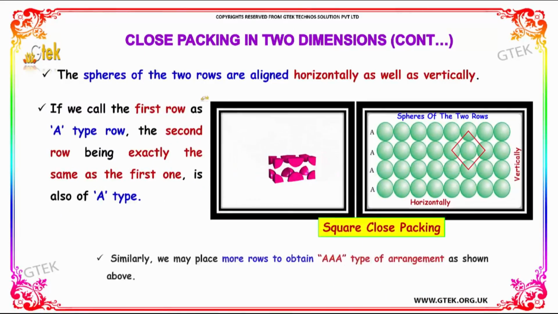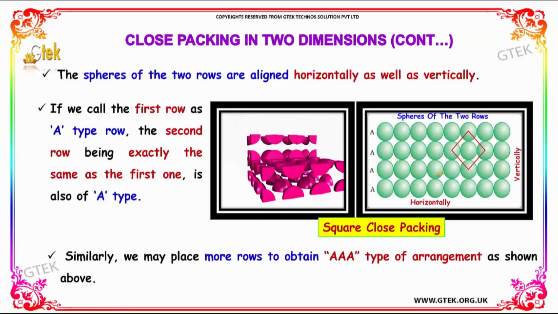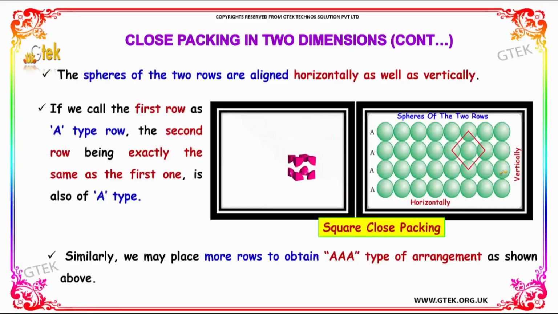The spheres of the two rows are aligned horizontally as well as vertically. If you call the first row A type row, the second row being exactly the same as the first one is also A type. Similarly, we place more rows to obtain A type of arrangements as shown here.